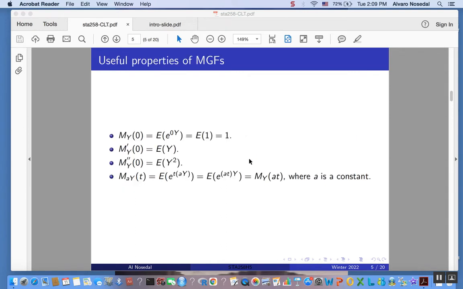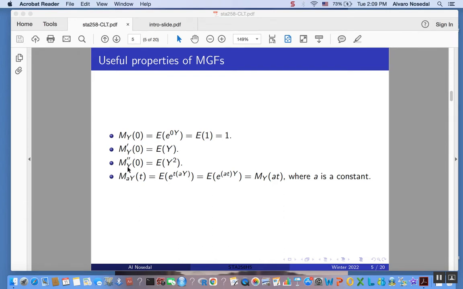One more thing. We are going to be using MGFs, and these properties that I'm showing you right here will be important. Okay, so first, for any MGF, if you evaluate the MGF at 0, then that should be equal to 1, for any MGF. Now, as you know from sta258, if you take the first derivative with respect to t and evaluate at 0, then that equals the expected value of your random variable.